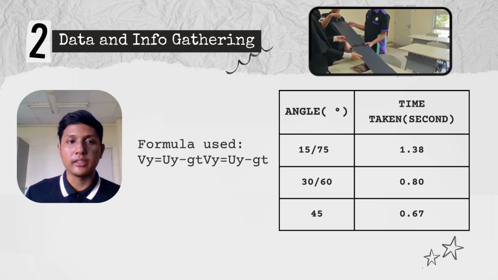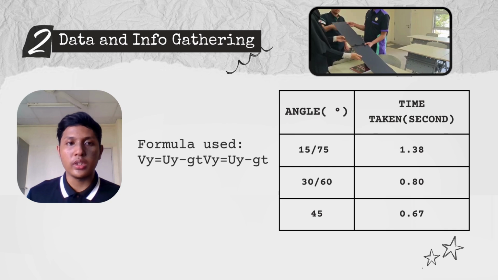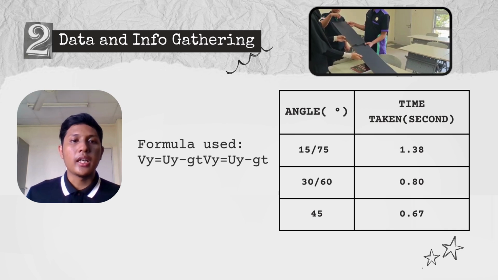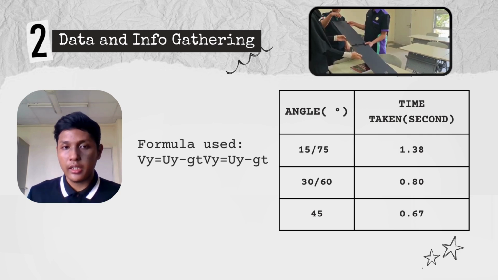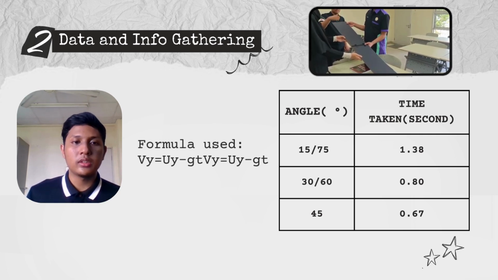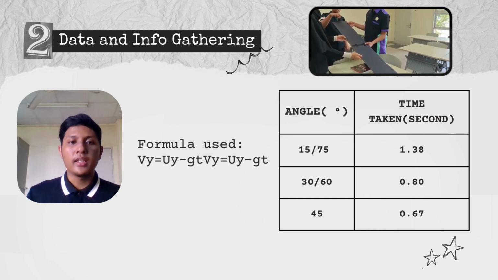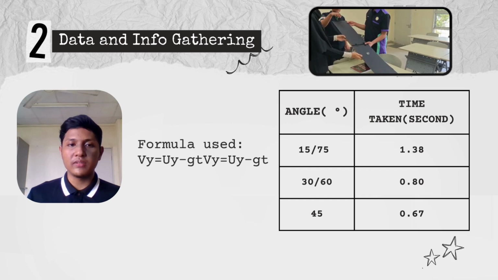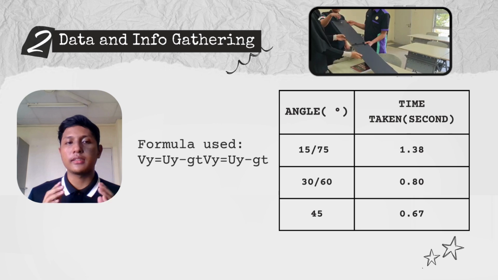There are three data sets included, where the angle is 15 degrees downward and 75 degrees upward. What this means is, imagine a right triangle and the angle at the top of the triangle is 15 and the other angle is at the bottom, which is 75. The other data is 30 degrees downward and 60 degrees upward. Then 45 degrees, because both upward and downward are the same.